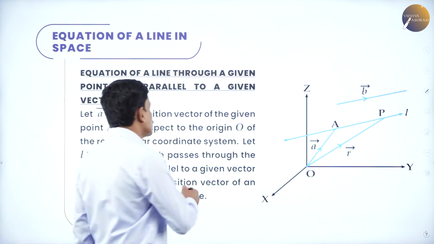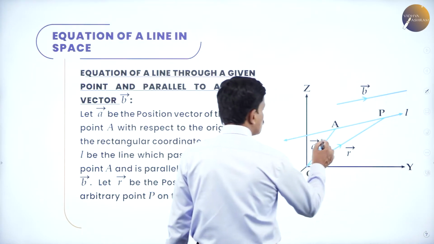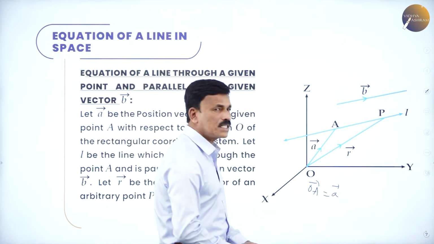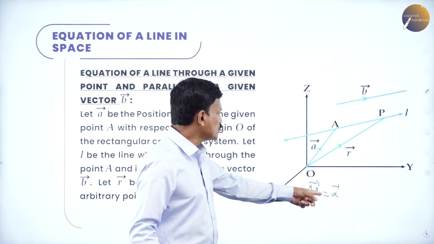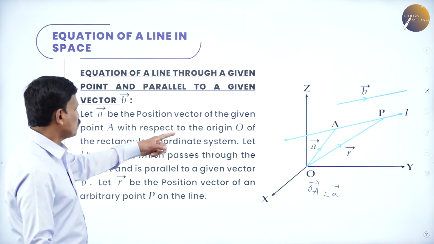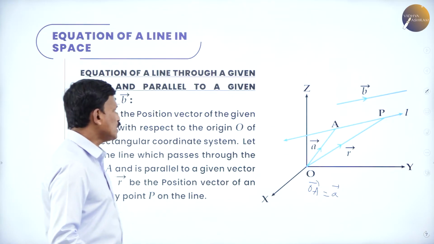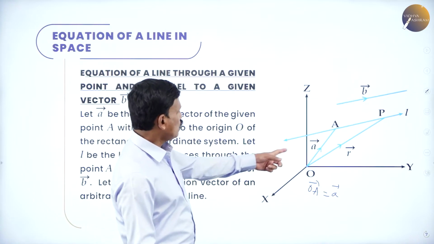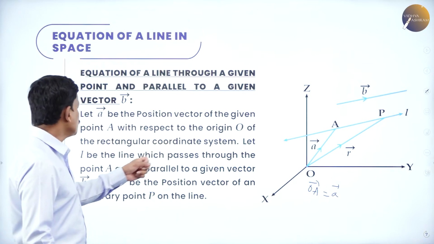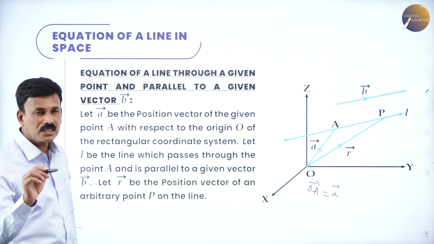Proof. Let a be the position vector of the given point. Let us consider a point A whose position vector is a. Therefore OA is equal to vector a. Let small a be the position vector of the point A with respect to the origin O of the rectangular coordinate system. Therefore the vector OA is equal to vector a.